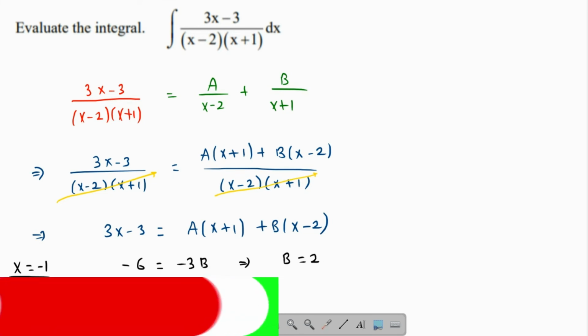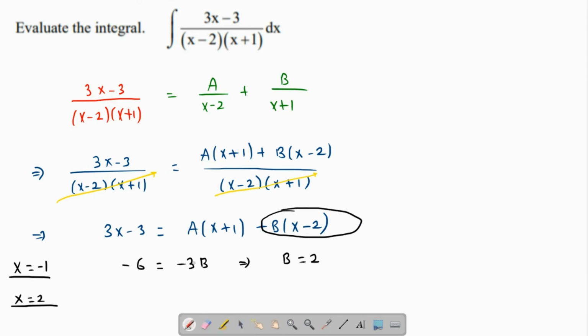Likewise, if x is 2, this term is going to get 0 and we'll get the value of a. So that's going to be 3 times 2 is 6, 6 minus 3 is 3. That's going to be 3 is equal to 3a, which means that a is 1. So we got the values of a and b.